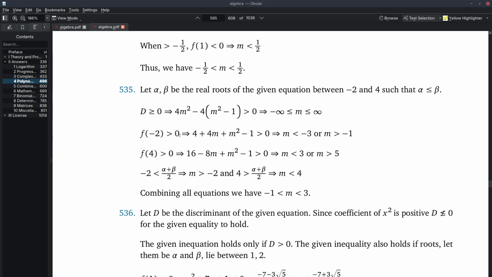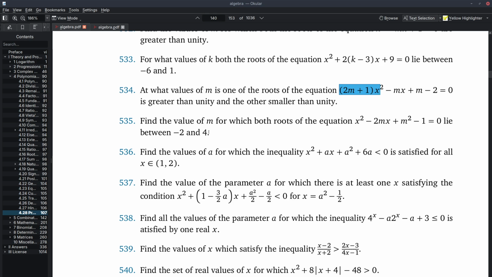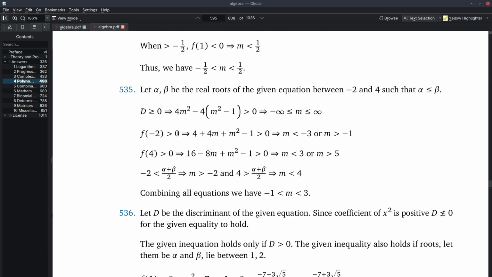Why it should be greater than 0 is because the roots are outside the range; it is on one side of it. So from this, by putting x equal to minus 2, we get m less than minus 3 and m greater than minus 1. Similarly, f of 4 should be greater than 0. So from this we get m less than 3 and m greater than 5.